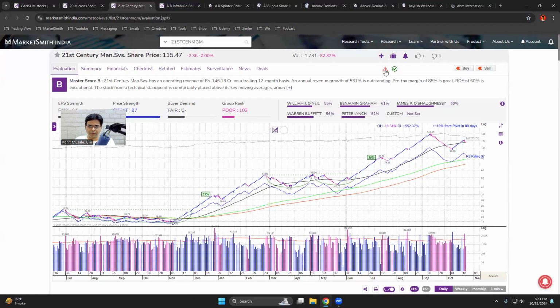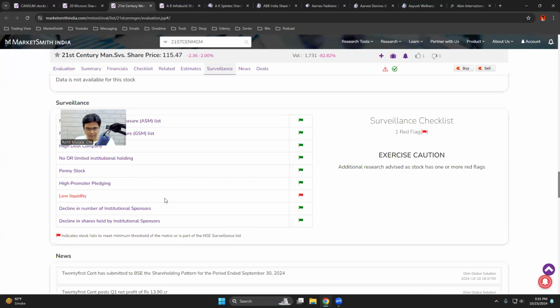Yeah, see, this stock has a red flag. If I click on this, it shows low liquidity. So there is a red flag here. Those stocks out of 544, wherever there is a red flag, just flat out reject the stock. That stock doesn't come on your watch list.